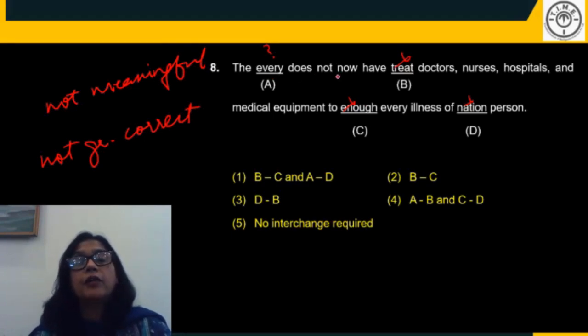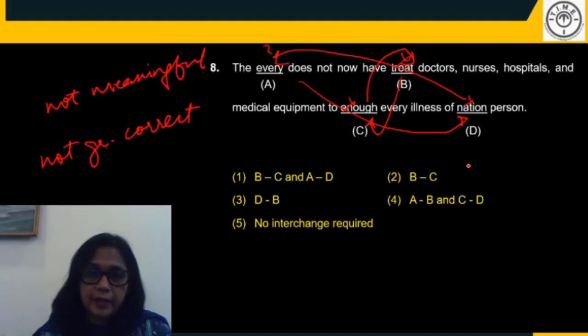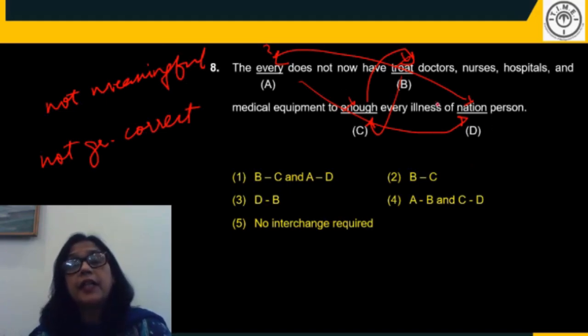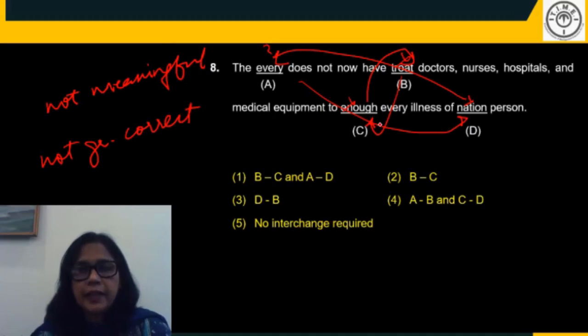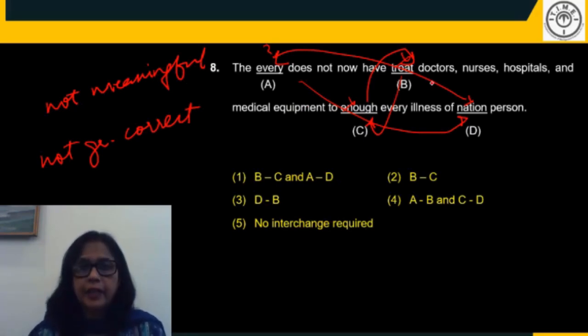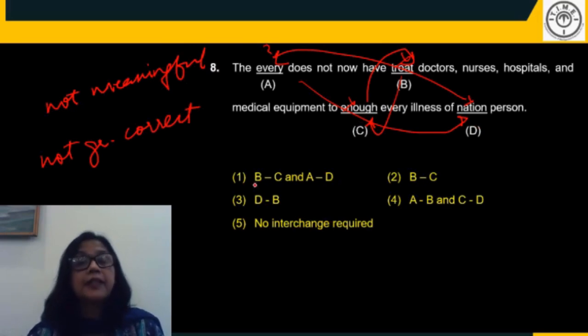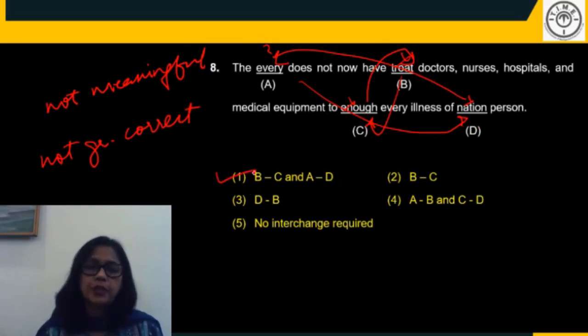The nation does not now have enough doctors, nurses, hospitals and medical equipment to treat every illness of every person. So A interchange with D and B interchange with C. Then the sentence is logically correct. Right? The nation does not now have enough doctors, nurses, hospitals and medical equipment to treat every illness of every person. So this is a certain drawback that the sentence is talking about. Correct answer, option 1.